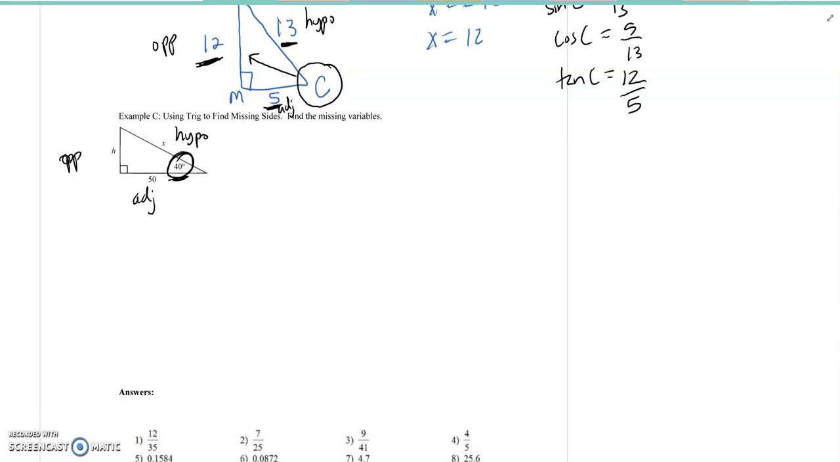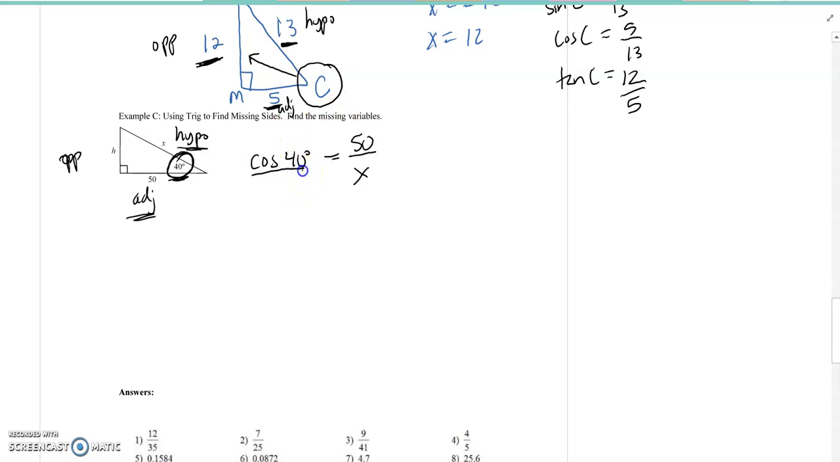Well, the first thing I'm going to use is cosine. The reason I chose cosine is cosine uses the adjacent and the hypotenuse. One has a variable and one has something that we know. So the cosine of 40 degrees is 50 over x. Now this is an equation that we can solve.